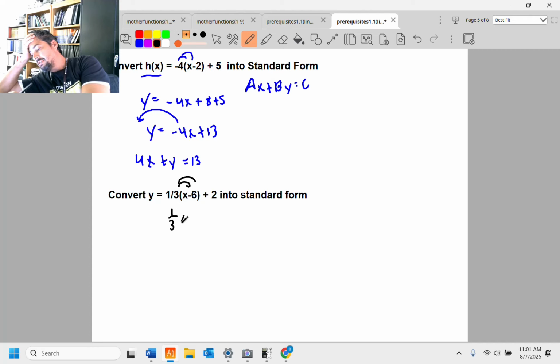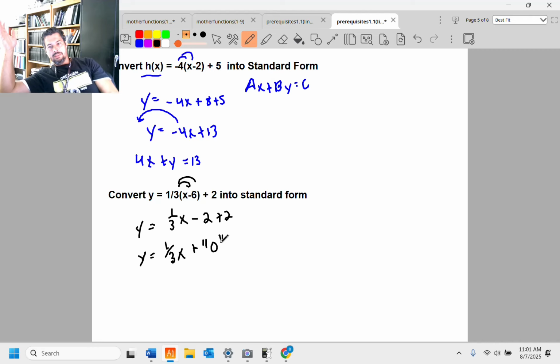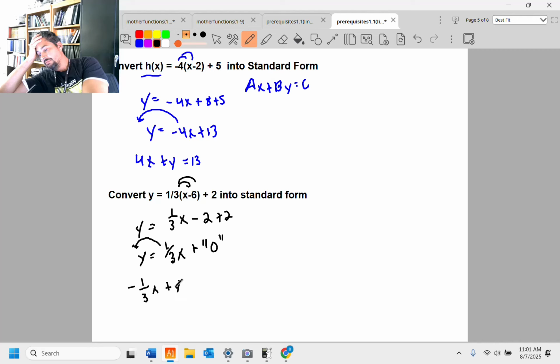A third of x is 1/3 of x. A third of a negative 6 is a negative 2. Oh, this one isn't too bad because what happened here? The 2's canceled. So y is 1/3 of x plus 0, which I need that 0 there, because standard form, if you look up here, is equal to something. Okay? Now, we need the x's on the left out front. If you jump equality, you change your sign.